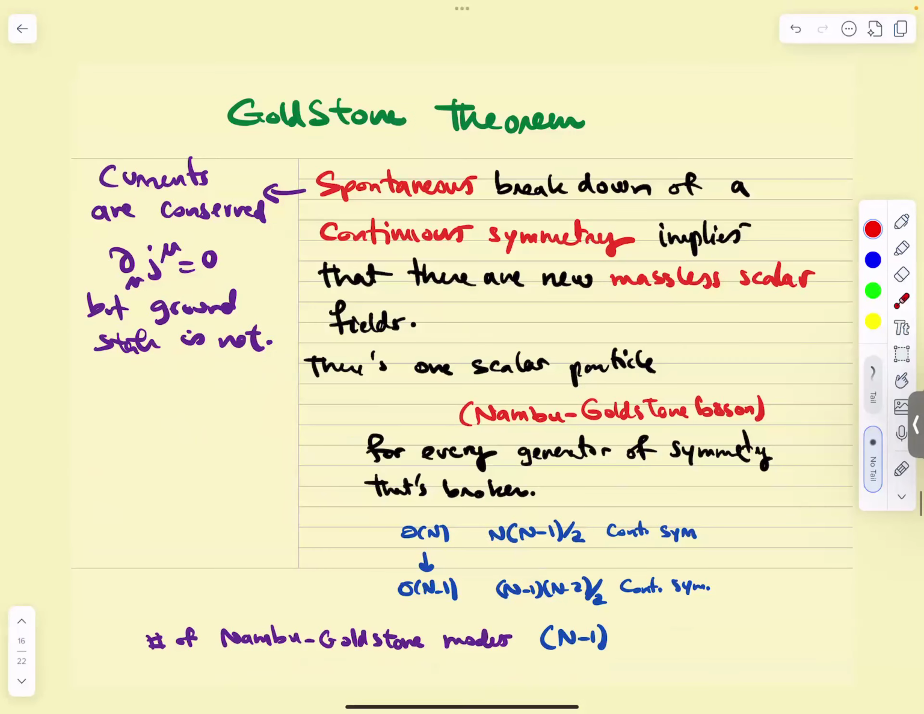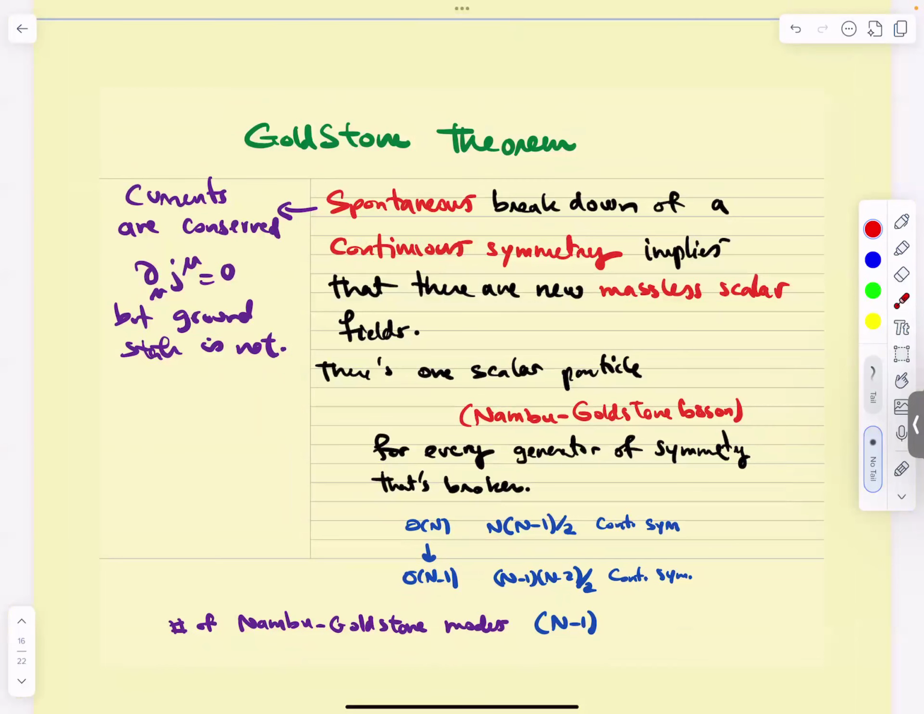This is actually a theorem. We're going to prove it or argue for it. Clear? This is all classical physics for now. The important point is that it survives quantum mechanically as well. Questions about this? Nambu-Goldstone boson.